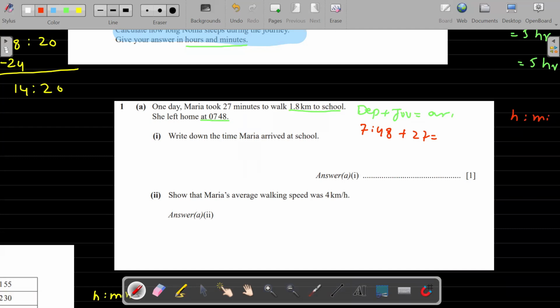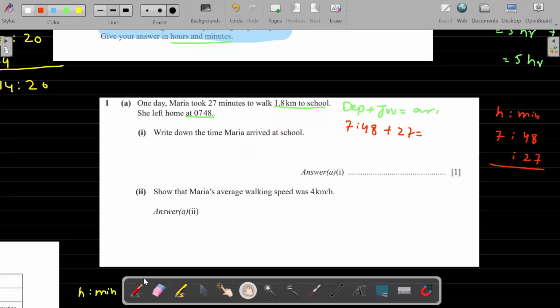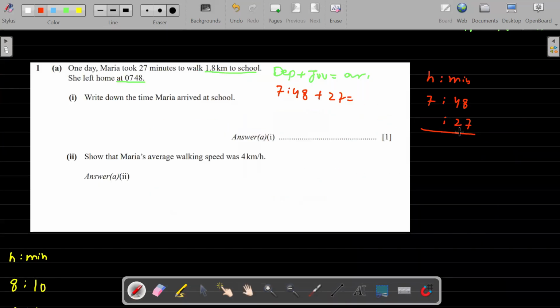Let's see, hours and minutes, and the minutes are 27. Let's add them up. 48 plus 27 is 75. As you can see, my minutes are exceeding 60, so let's subtract 60 from it and add 1 in the hour section. By subtracting, it's going to be 15.